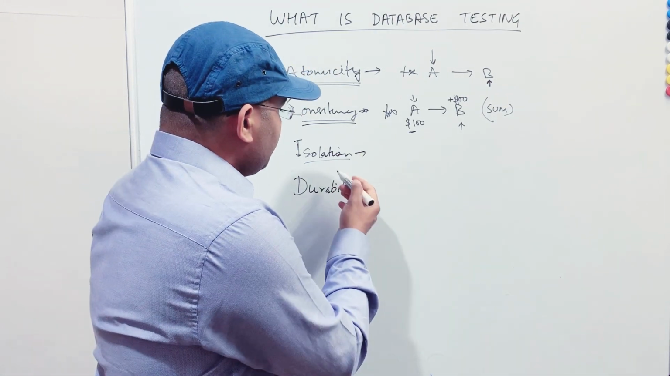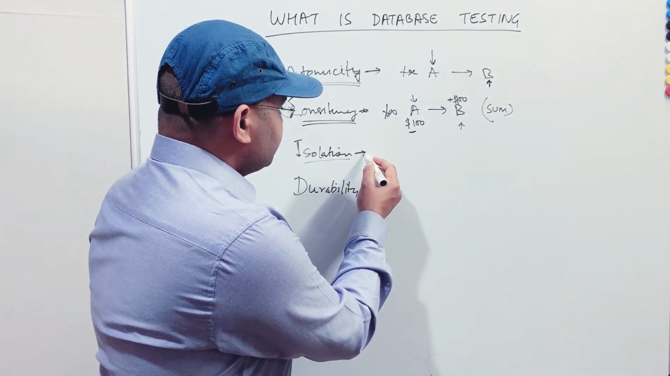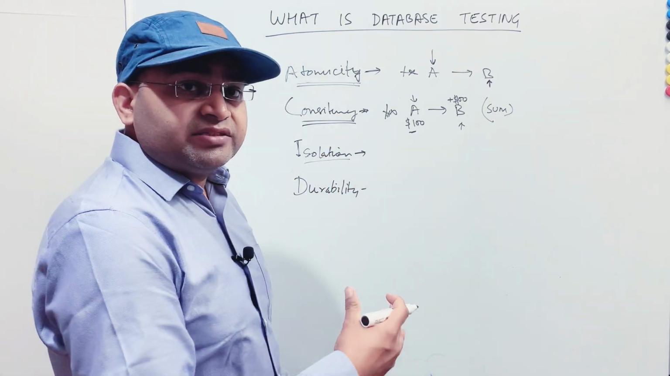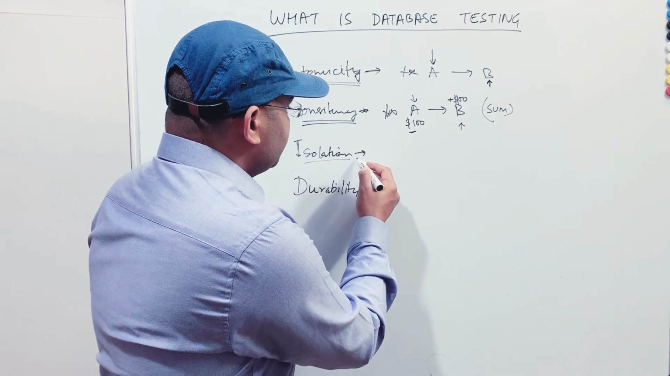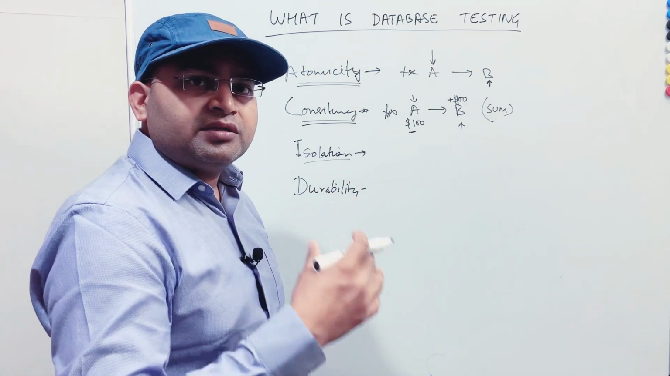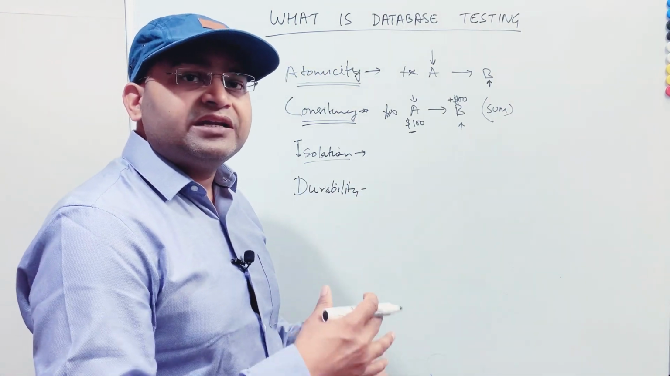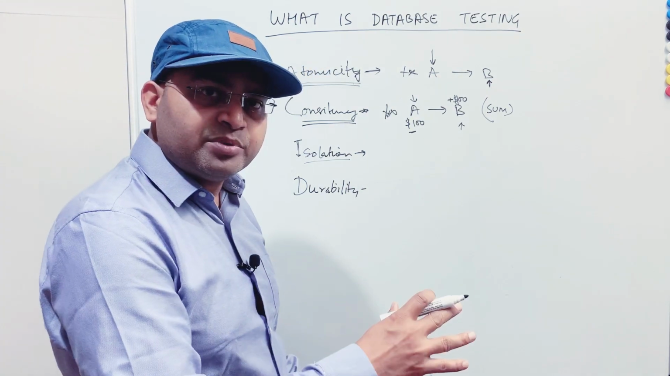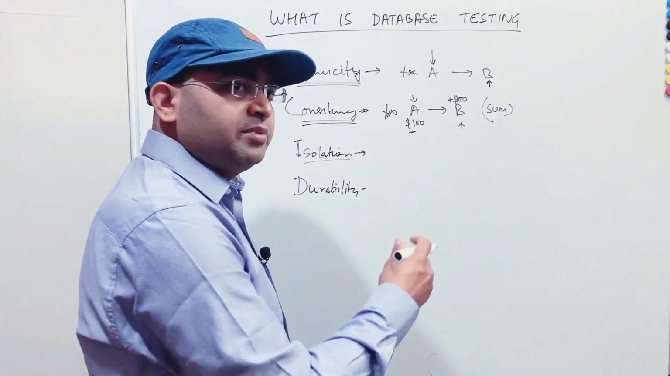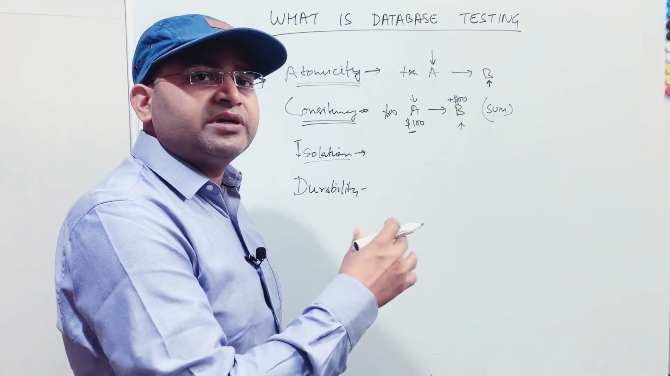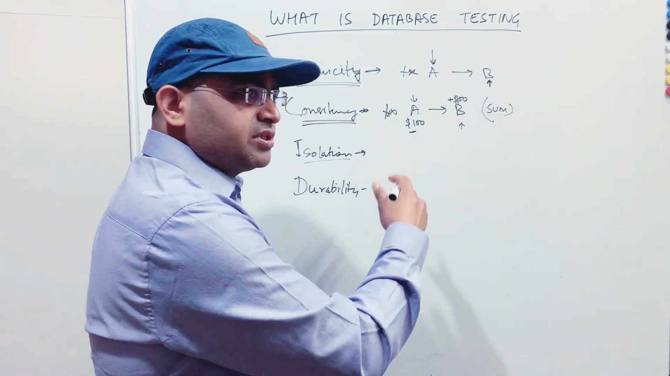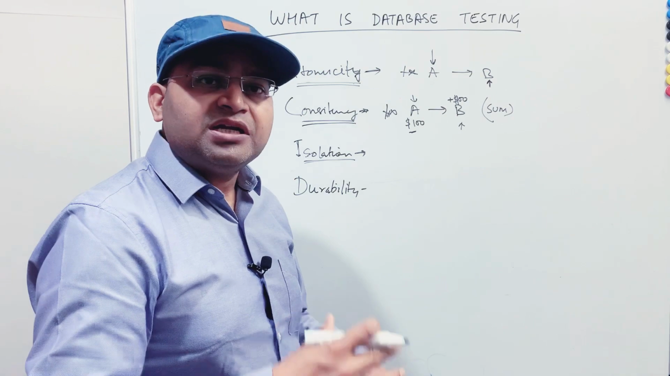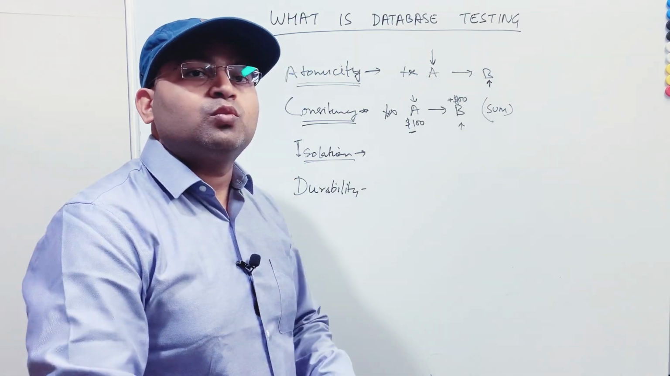Now coming back to isolation, as the name suggests, when there are multiple transactions happening, the isolation property ensures that the multiple transactions do not interfere with each other. So if there are multiple transactions happening, in that particular case they will be serialized in the order in which they are triggered, and they are processed in that particular order. So that's what the isolation property is. The multiple transactions do not interfere with each other.